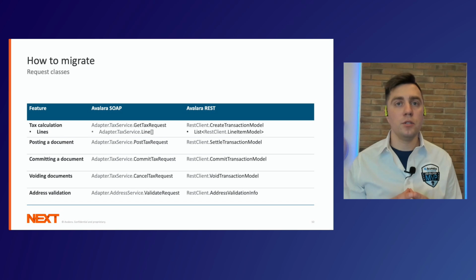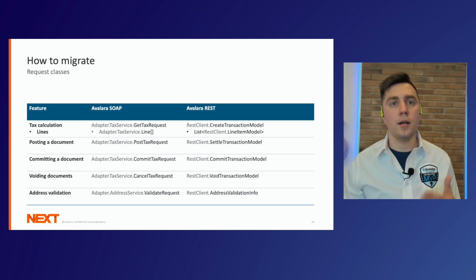For the posting a document feature, the PostTaxRequest class is equal to the SettleTransactionModel class. For the committing a document feature, the CommitTaxRequest class is equal to the CommitTransactionModel class. For the voiding documents feature, the CancelTaxRequest class is equal to the VoidTransactionModel class. And for the address validation feature, the ValidateRequest class is equal to the AddressValidationInfo class. Again, everything is pretty similar, and it's rather easy to understand what and how to use in REST in comparison with SOAP.